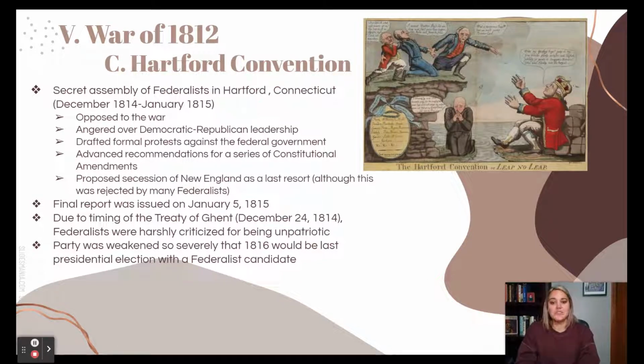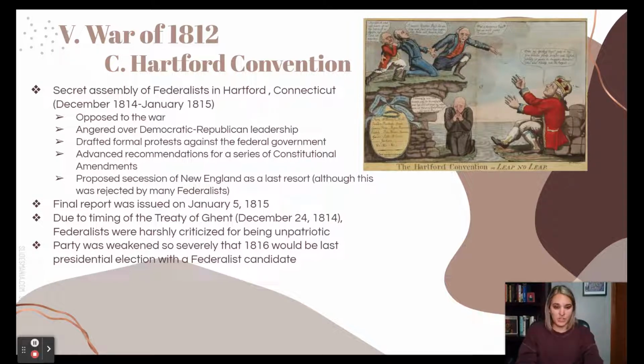So the final report is issued in January and read before Congress. But because the Treaty of Ghent had already been signed, it really made the Federalists look unpatriotic, that they weren't willing to support the nation through this struggle against Britain. The party is so weakened by the criticisms that 1816 will be the last election with a Federalist candidate.